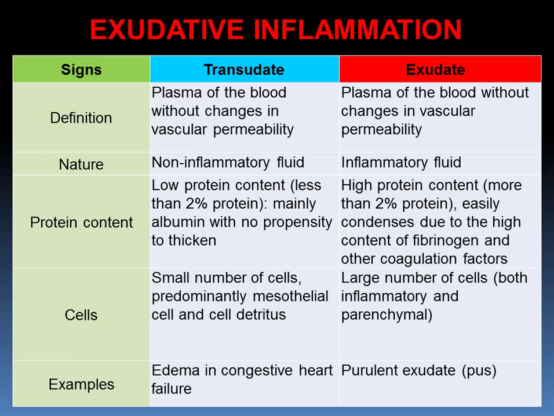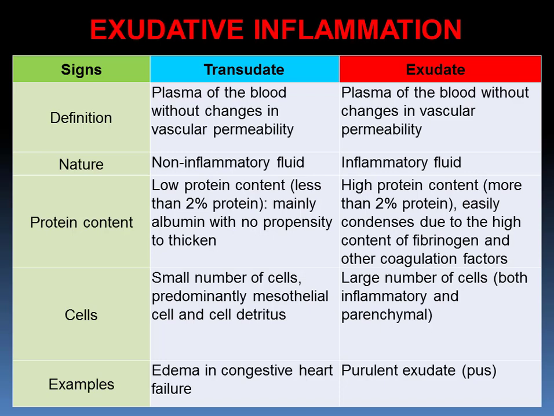First of all, we need to know the difference between non-inflammatory fluid, which can accumulate in cavities, which is transudate, and inflammatory fluid, which is exudate. Transudate is plasma of the blood without changes in vascular permeability. Exudate is plasma of the blood too, but it corresponds with the edema of inflamed tissue associated with increased vascular permeability. Transudate is non-inflammatory fluid, but exudate is inflammatory fluid.